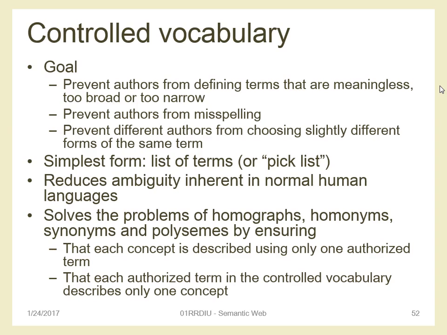It solves problems of synonyms, polysemes, homographs, homonyms. Homographs are words that are written in the same way but have a different meaning. Homonyms are words that have the same meaning, but are written in a different way, and so on. Polysemes mean that the same word means different things, but they are very similar. For example, wood is an area full of trees, or wood is also the material. In a controlled vocabulary, each term has a very precise meaning.